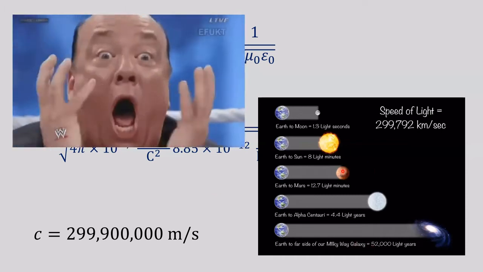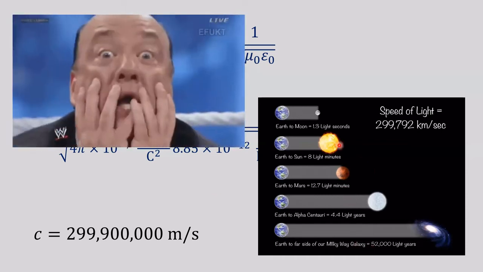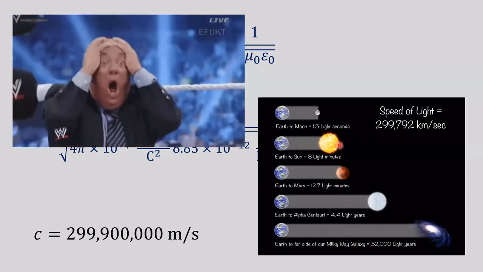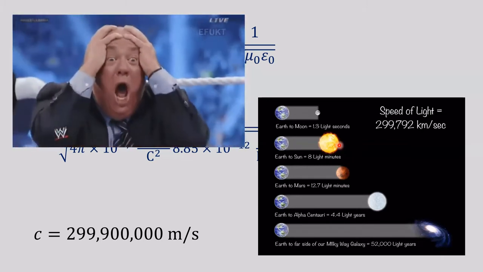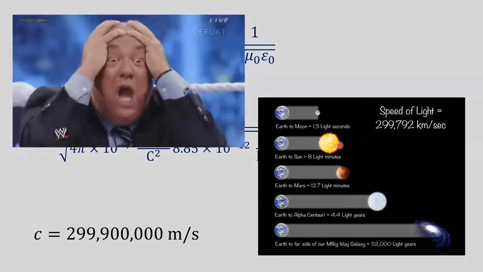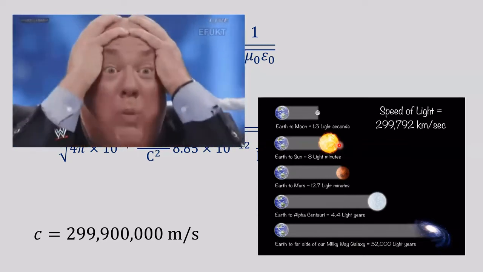Here's some fun numbers. I have this one memorized. It takes about 8 minutes for light to get from the sun to you. So every time you go outside and see the sun or bask in the light of the sun, there was an 8-minute delay there.